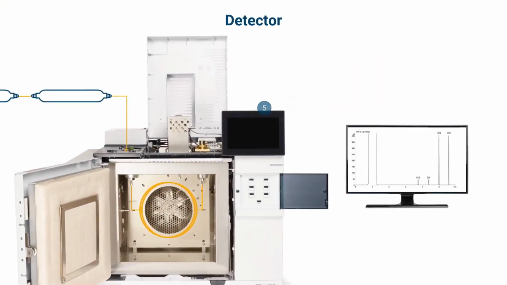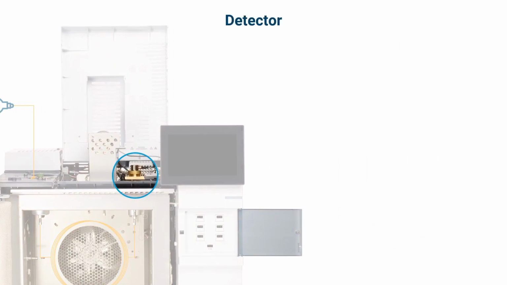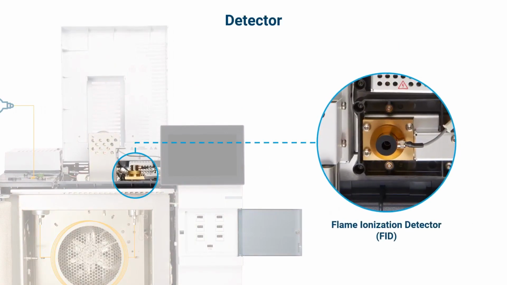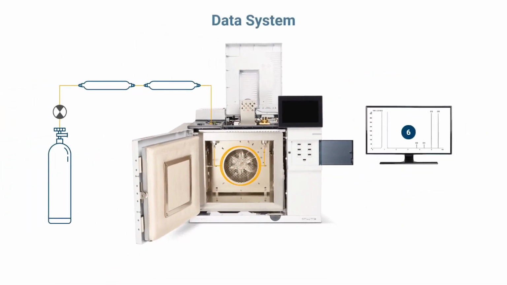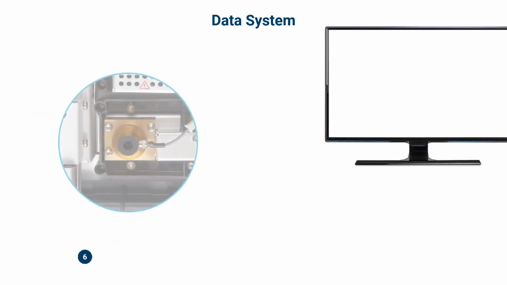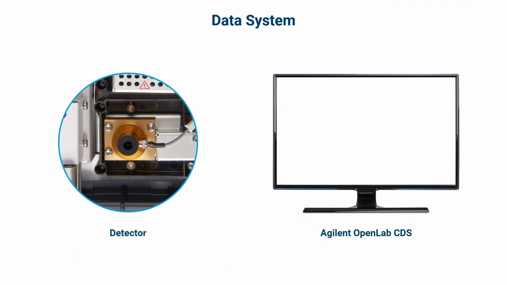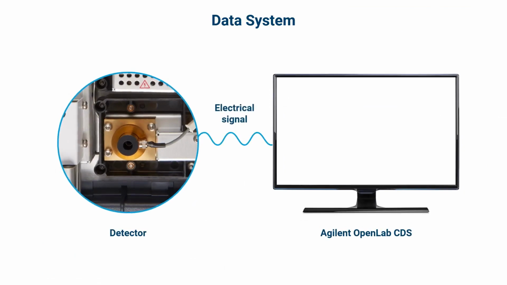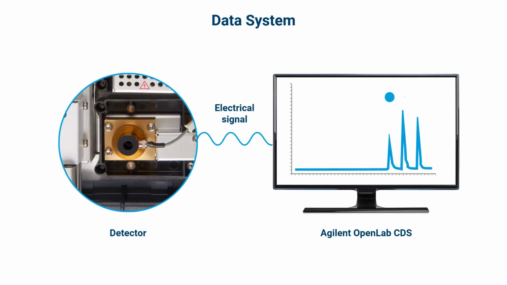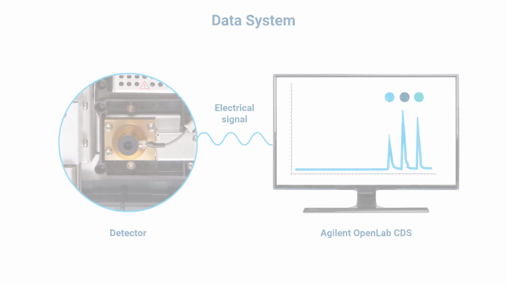Detector. After the sample is separated by the column, it exits into one of many different types of detectors, where the amounts of the sample components are converted into electrical signals. Data system. A chromatography data system, for example, Agilent OpenLab CDS, is a computer software used to process the electrical signal produced by the detector into useful results, such as the identity and quantity of the sample components.